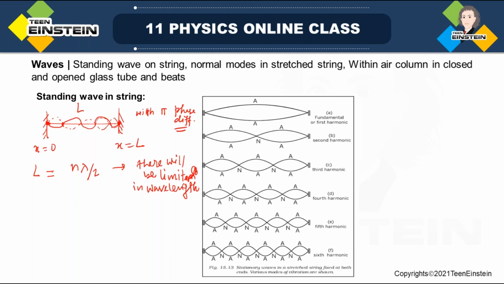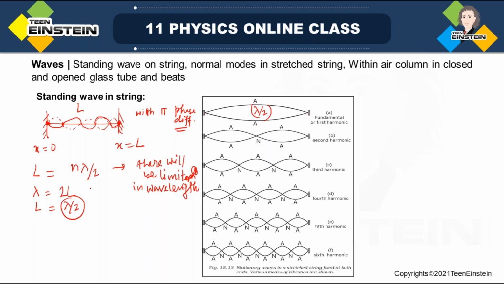If I say n is equal to 1, then L is equal to lambda by 2, so lambda is equal to 2L. That means within L there will be half of the wavelength. Half of the wavelength means there will be two nodes at the ends and an antinode in the middle. Look at this one. Two nodes are separated by lambda by 2, which we have seen in the earlier cases also.